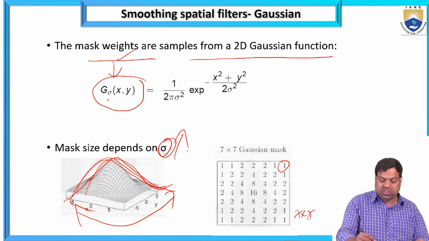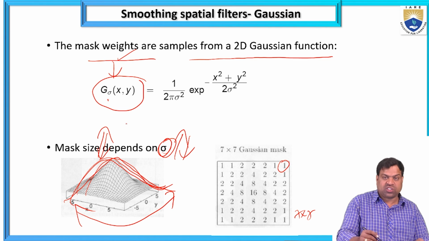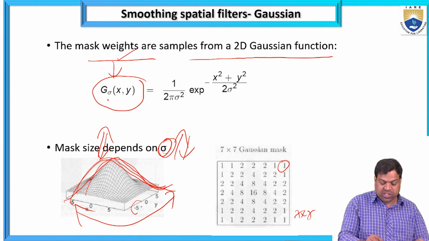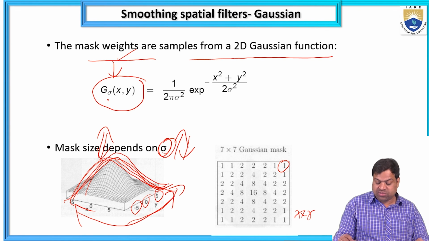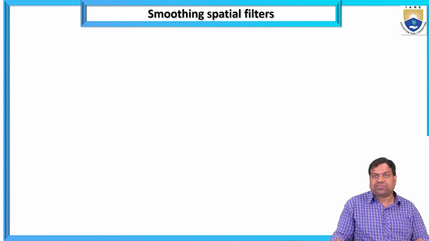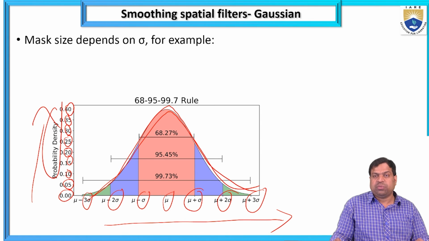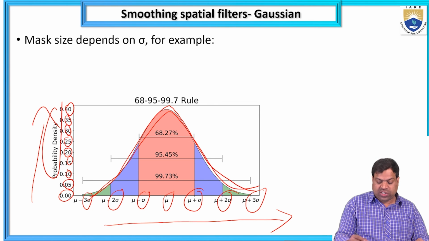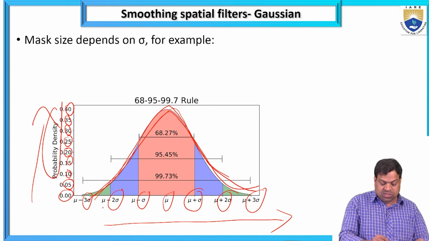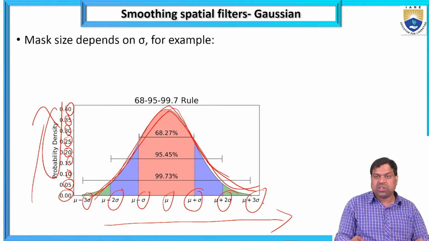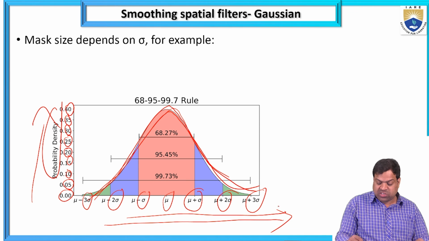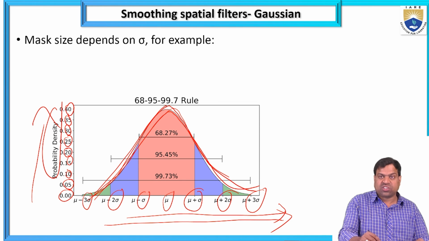Here, if the sigma value is increasing, the mask size also increases. If the sigma value is decreasing, the mask size also decreases. Here you can see minus 5 to 0, 0 to 5, so increasing, the mask size is also increasing. Okay, here is one example of a 7 by 7 Gaussian mask. So the mask size depends on sigma. Here minus 3 sigma, minus 2 sigma, minus sigma, plus 2 sigma, plus 3 sigma. So here the sigma values are increasing, so the mask size is also increasing.